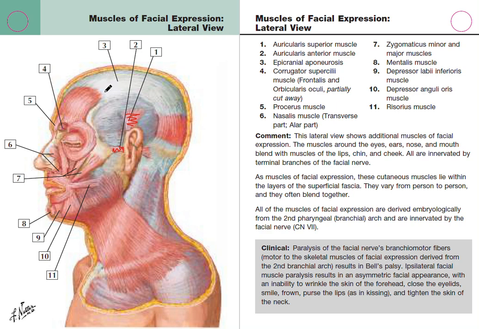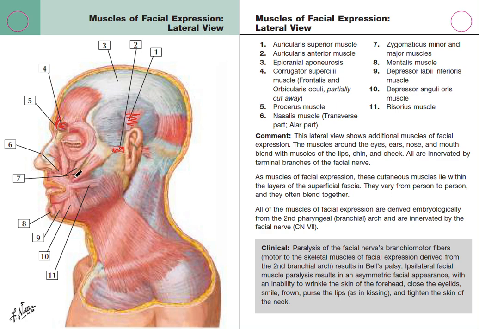Superiorly overlying the scalp is the epicranial aponeurosis. Anteriorly, we have this small muscle here, which is the corrugator supercilii muscle. And anterior to it is the procerus muscle. Number 6 here is the nasalis muscle.